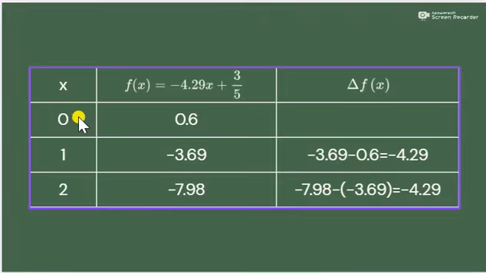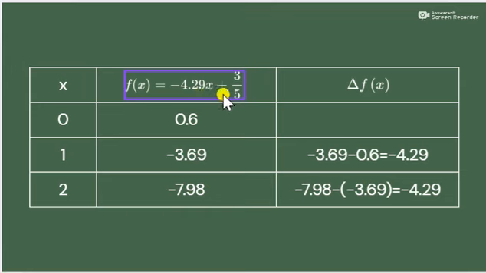So here's our table. They did 0, 1, 2. If you plug 0 in for x in this formula, you get 0.6. For 1, you get negative 3.69, and for 2, you get negative 7.98. To find the slope, take the second number, subtract the first number, because we're not dealing with any exponents here, we're dealing with addition and subtraction.